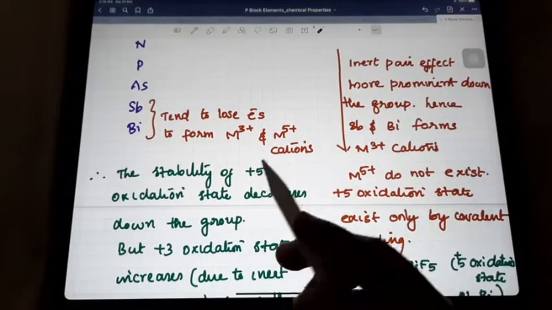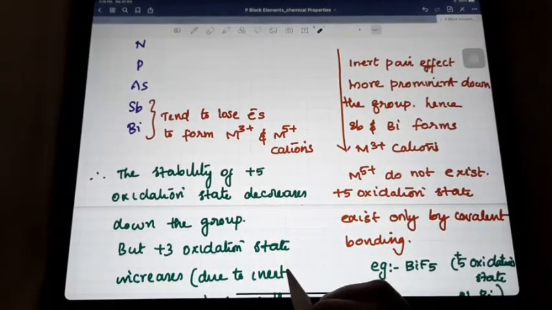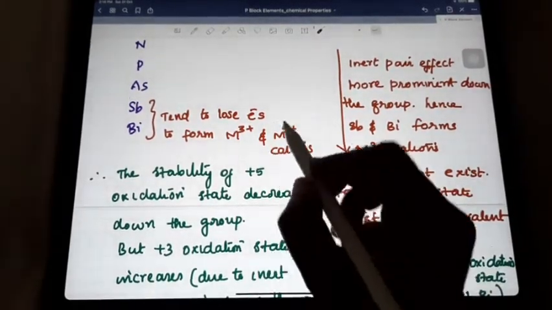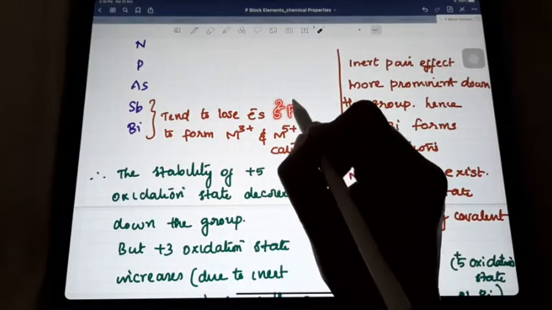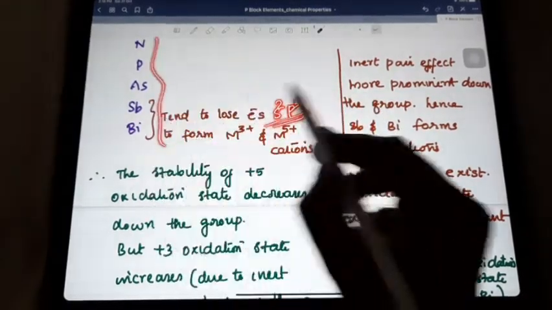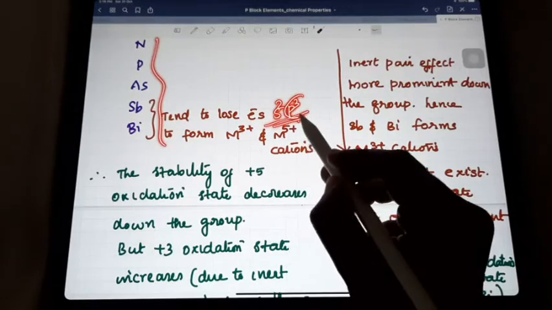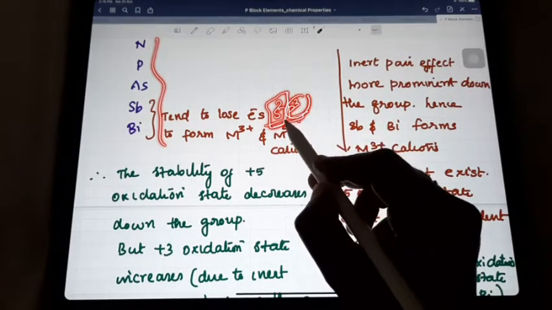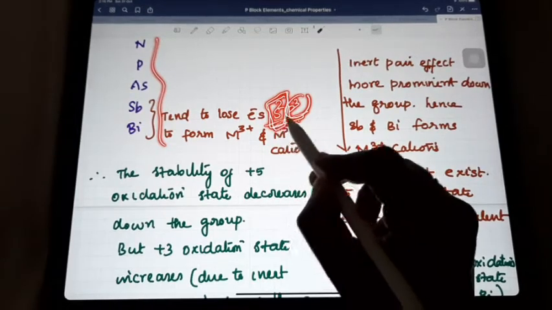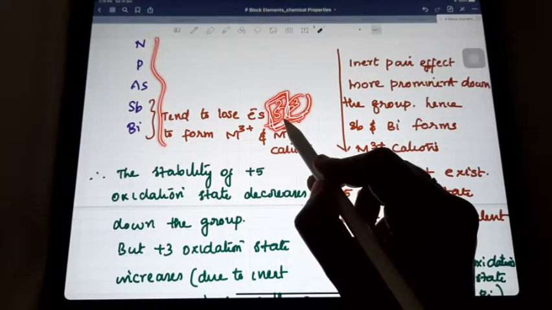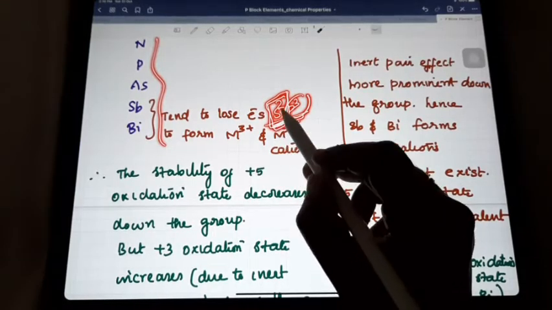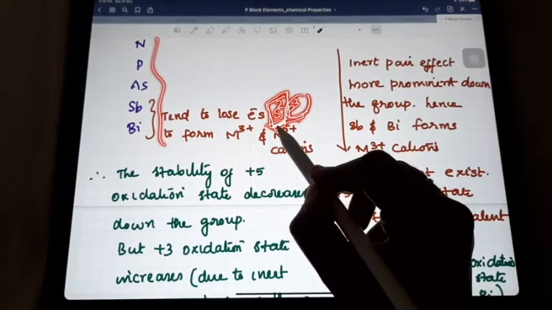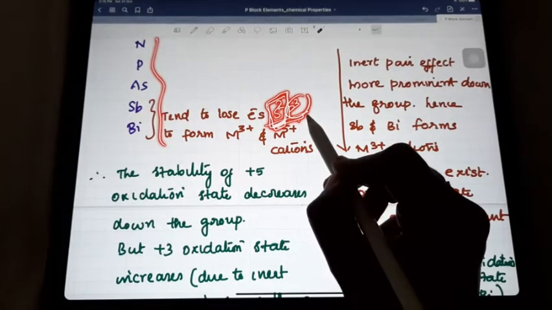So why is bismuth not interested in the +5 oxidation state? Because, as I told, with the s2p3 configuration in the valence shell, these members lose only 3 electrons. So the s subshell remains with 2 electrons. That means it is a paired one, two electrons. That is why we say that pair. So this s subshell is inert. Inert means it is not active in losing.